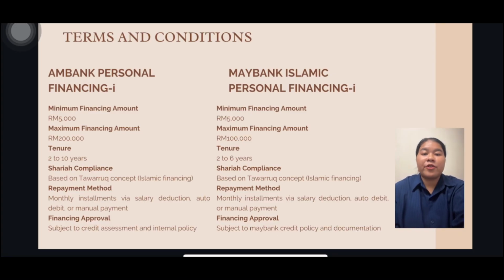Lastly, for Maybank Islamic Personal Financing, the minimum financing amount is 5,000 also, but the maximum financing amount is just 100,000. The tenure is between 2 to 6 years. For the Sharia compliance, it's also based on tawarruq concept, and repayment method is monthly installment via salary deduction, auto debit or manual payment. The customer will choose any of them. Financing approval is subject to Maybank credit policy and documentation.